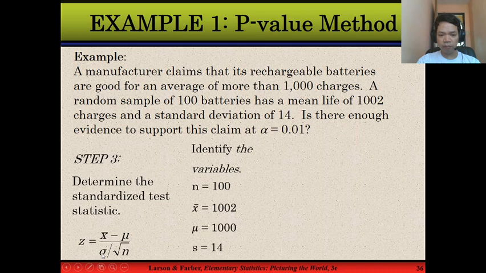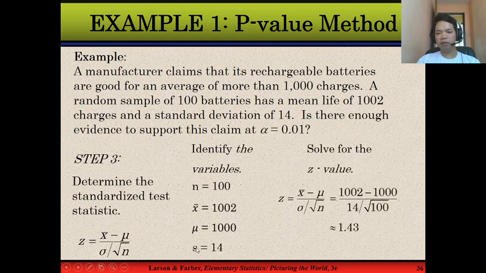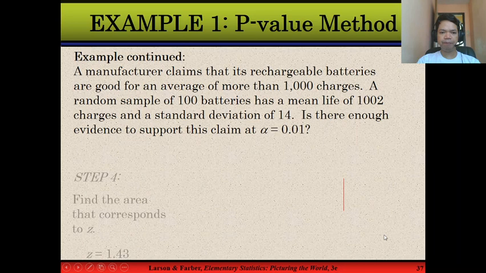Ngayon, kung wala yung population standard deviation, di ba dahil siya naman ay z-test, pwede kong gamitin yung sample standard deviation dito. So instead na sigma, gamitin ko yung s. By substitution, this will be the value. So ang z-score ko na makukuha ko, ang z-test natin is 1.43. Always remember to round off your answer to 2 decimal places pagdating dito. Okay? So let's proceed to step 4.